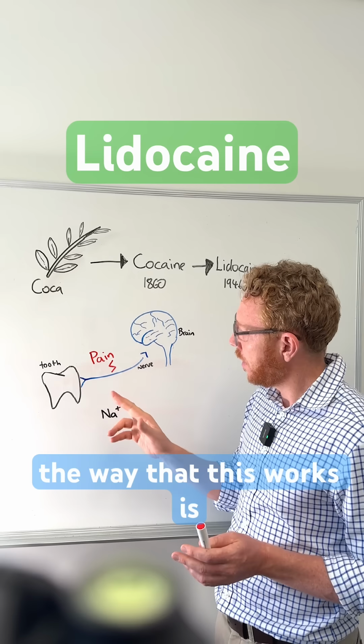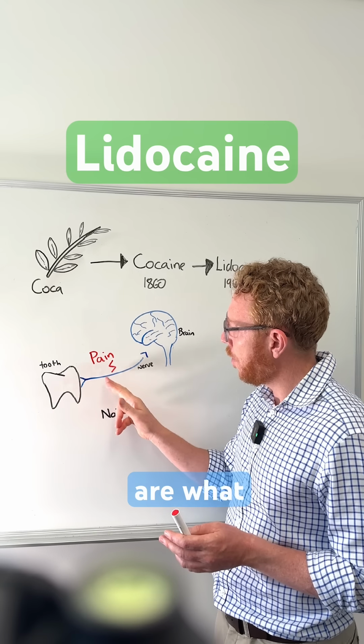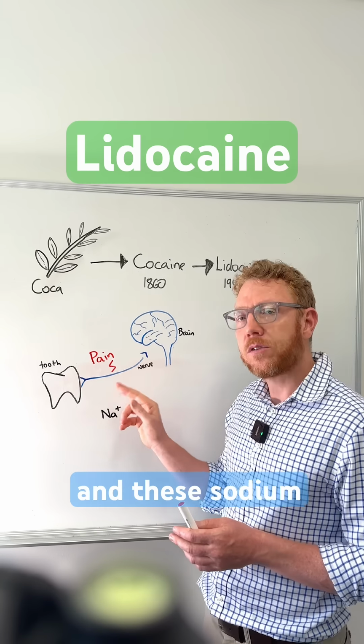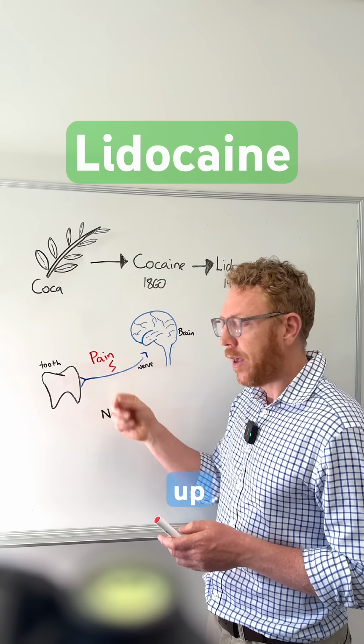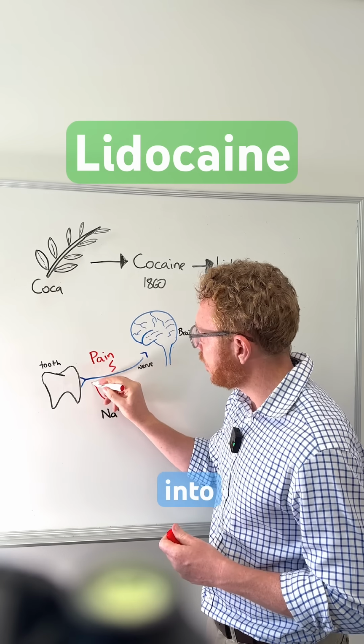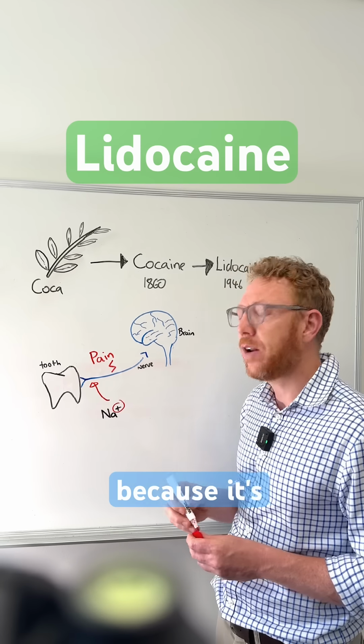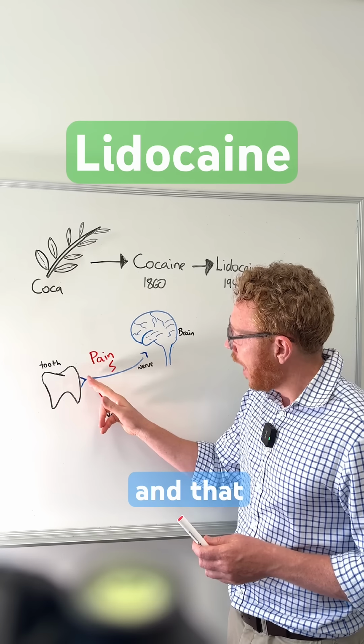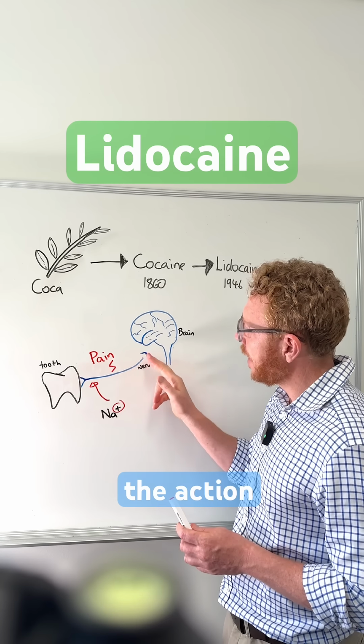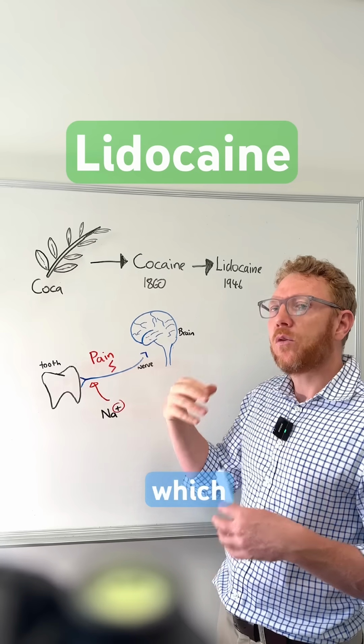The way this works is that inside the nerves are what we call sodium channels, and these sodium channels open up and then sodium rushes into the nerve, making the inside of the nerve more positive because it's a positively charged ion. And that positivity sends the action potential all the way up to the brain, which tells your brain that's pain.